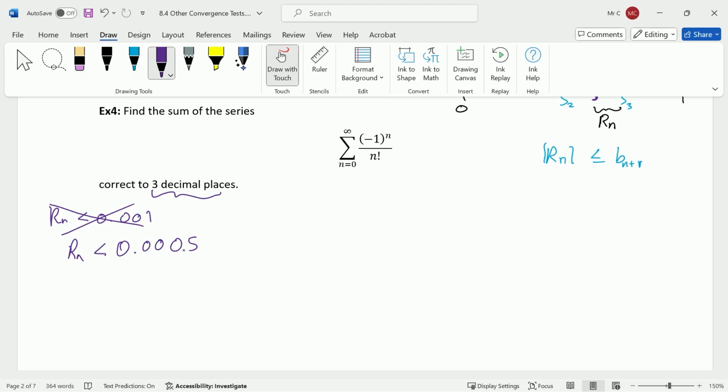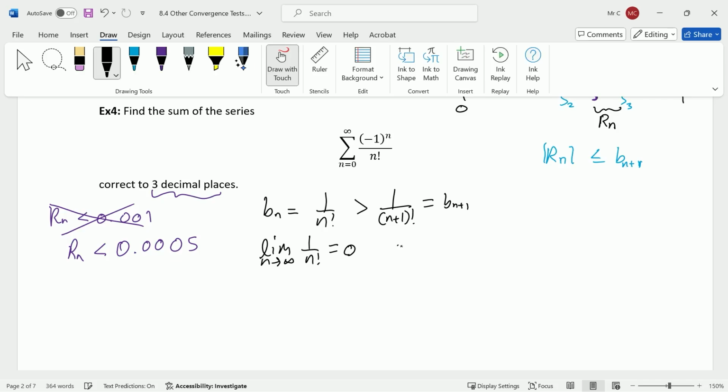Okay, so with that in mind, let's go ahead and try to tackle this. So what is b sub n? It's 1 over n factorial. And 1 over n factorial is clearly bigger than 1 over n plus 1 factorial. I'm multiplying by an extra number in this factorial, so the denominator is bigger, so the whole thing's smaller. And also the limit as n goes to infinity of 1 over n factorial is 0. So this implies the series converges by the alternating series test.